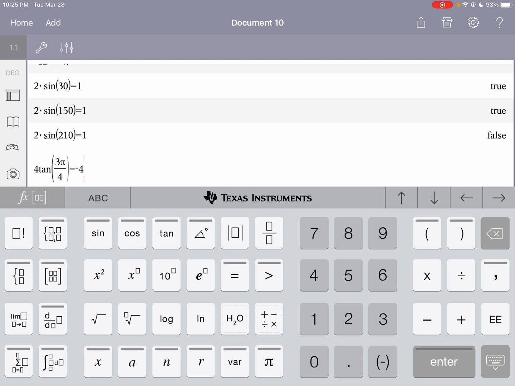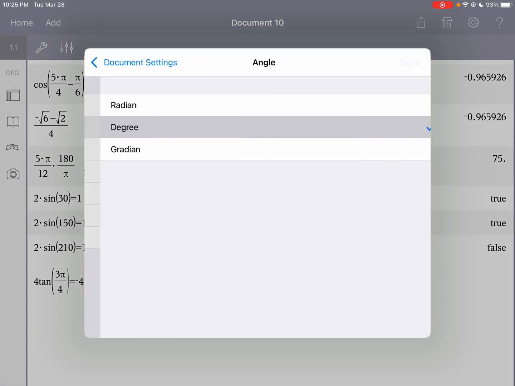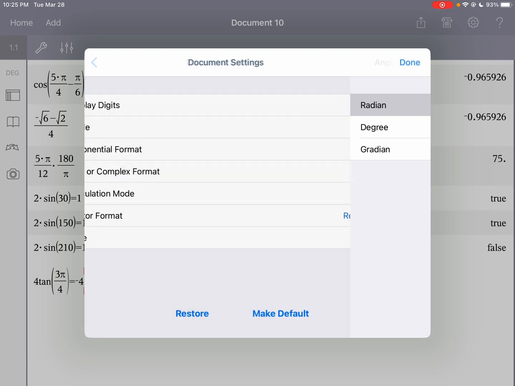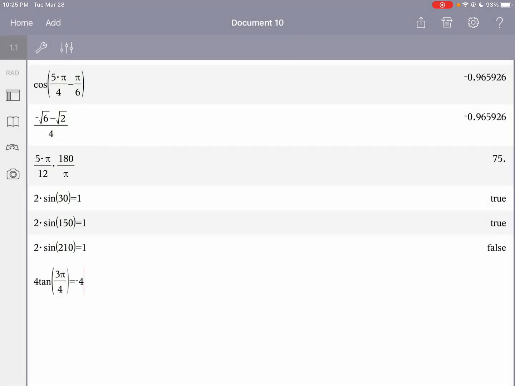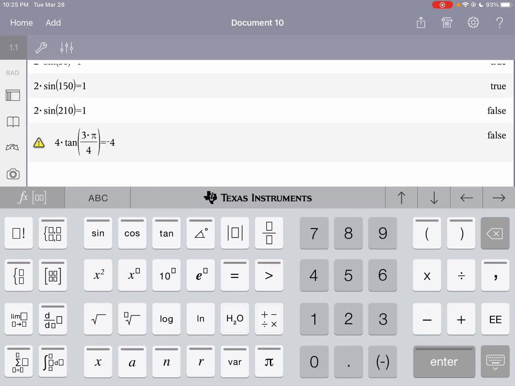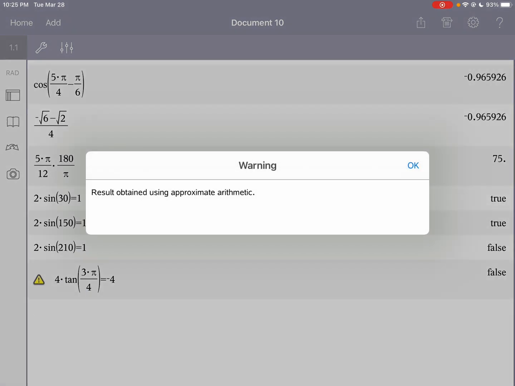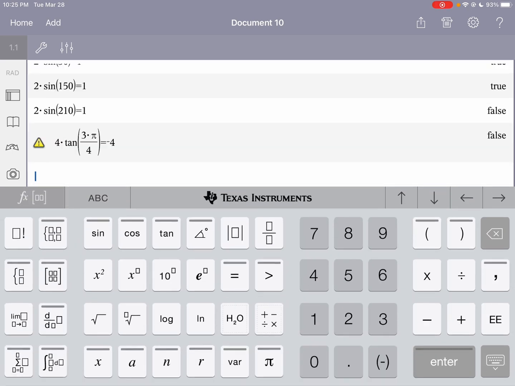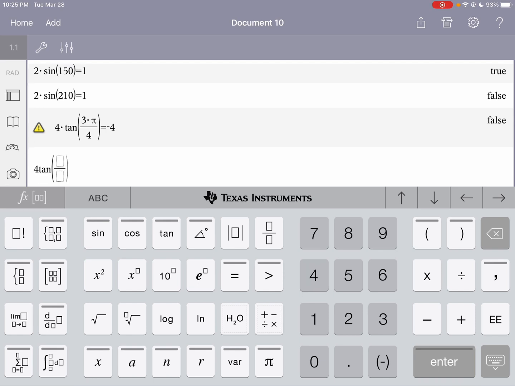Because I'm using radians, I need to make sure that I switch my calculator back into radian mode. There we go. Now that I did that, I can hit enter, and it says error, so let me double check. It might not work for radians, so let me try one more time, and if it doesn't work, then that again shows us that the calculator is not always 100% reliable, so we need to make sure that we know the unit circle.